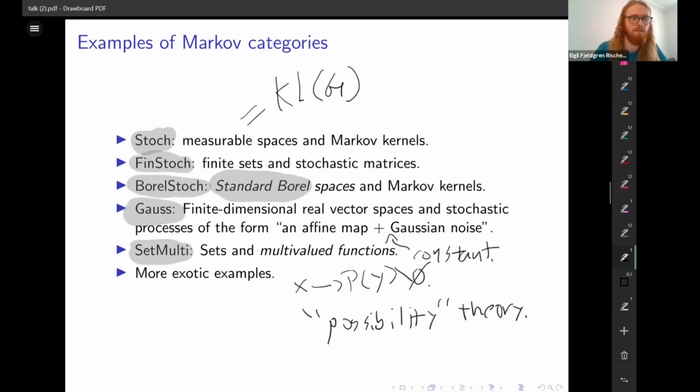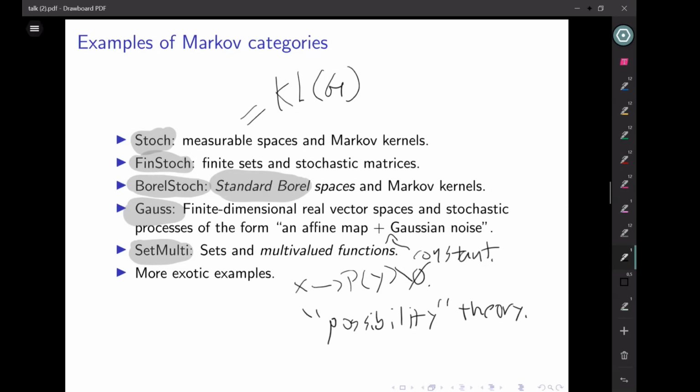May I ask a question? Yes. For me, the first five examples are not exotic. Of course, the last one, Set-multi, is a multi-valued function. You can consider probability, but now in the context of a transition measure. Yes, so you replace probability by a non-negative measure. That's exactly exotic, more exotic.